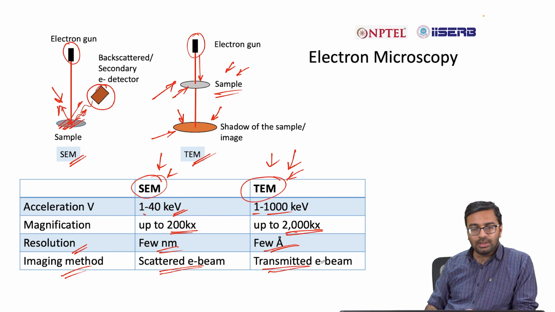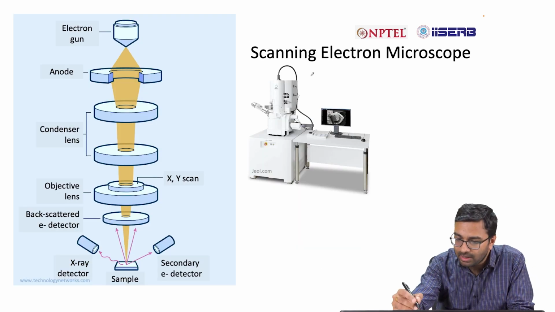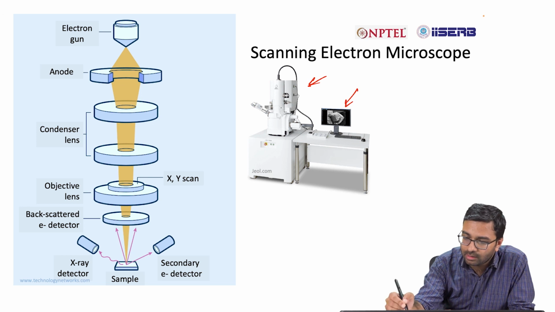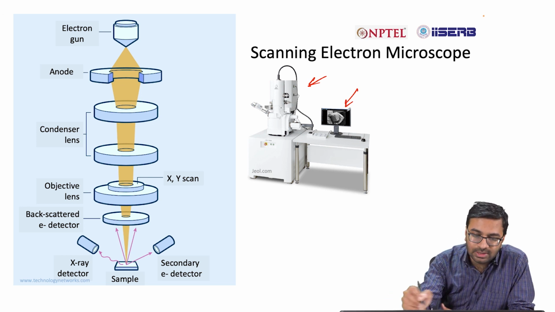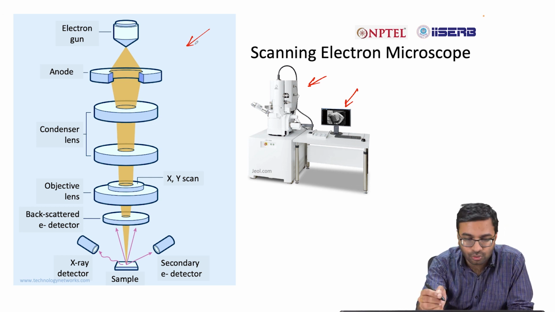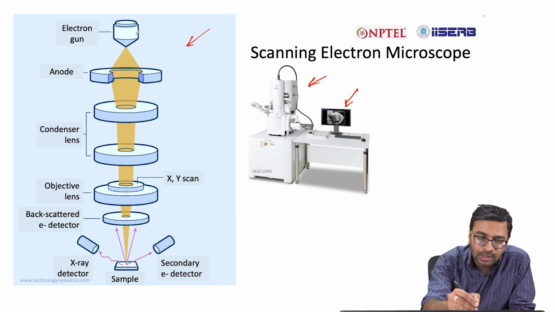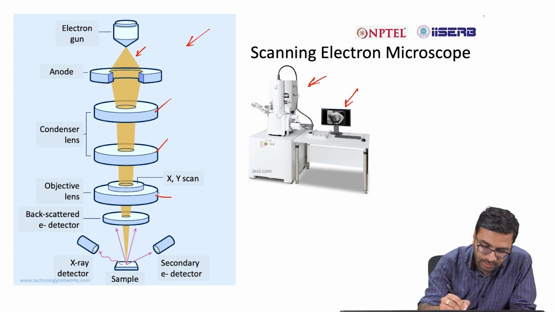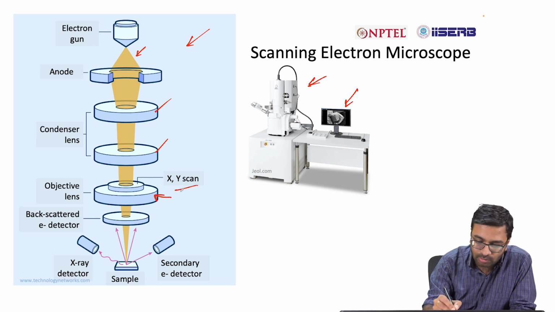Now briefly we will see what is the working principle. So this is an image of a SEM, scanning electron microscope. You can see that system is not very simple. You usually connect this with a computer where you will find the images. This is the schematic image of a scanning electron microscope. You have an electron gun, it goes through an anode which partially focuses this electron beam, and then it goes through condenser lenses. There are 2 condenser lenses which further focus this electron beam, and then it passes through an objective lens. This objective lens has a control of XY scan.